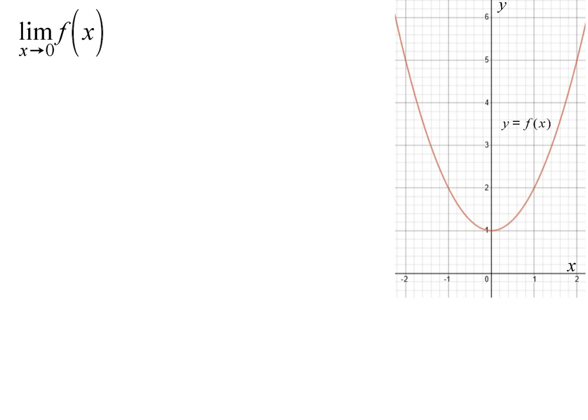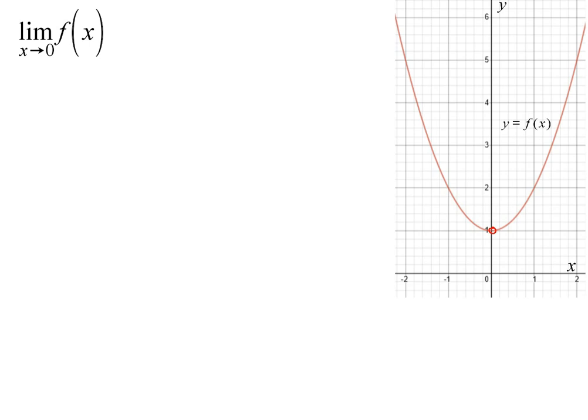We're now going to use the graph of a function to find the limit. So here we're given the graph of a parabola, and we're looking for the limit as x approaches 0 of that function. Well, as we approach 0 from both the left-hand side and the right-hand side, the y values are approaching 1, so this limit is 1. Pretty straightforward. It's the value of the function at x equals 0.